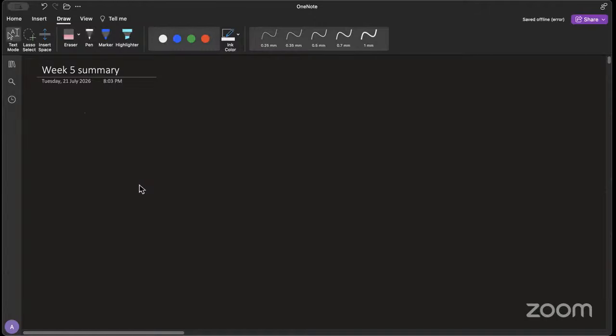So today we'll be discussing a summary for week 5. And the first thing in week 5 is we'll start with one-one functions. What a one-one function is.